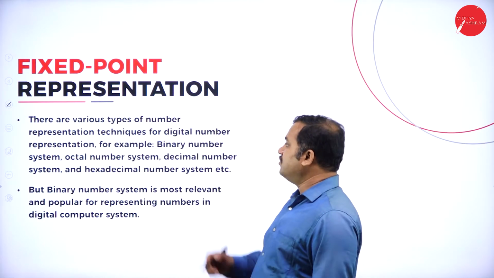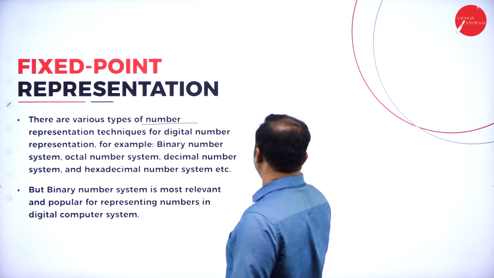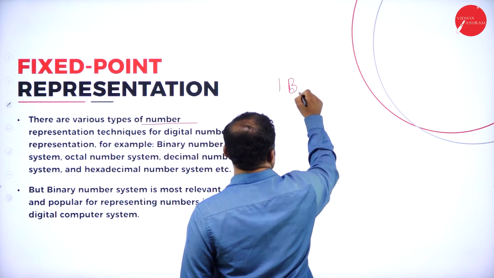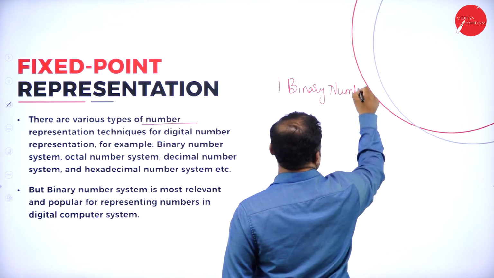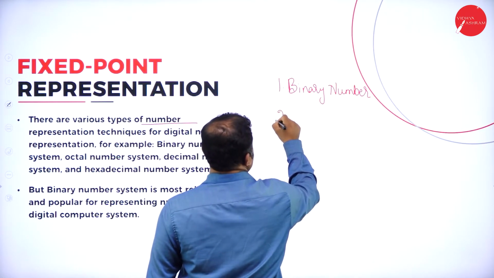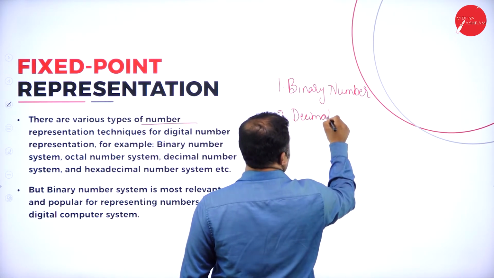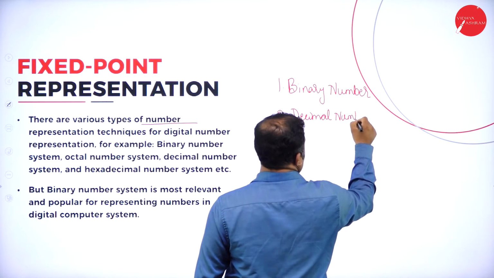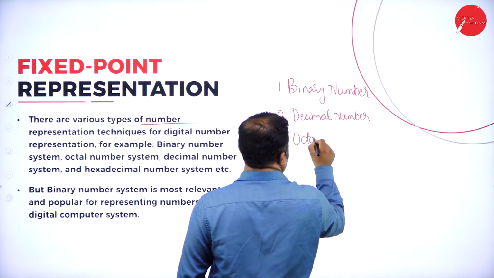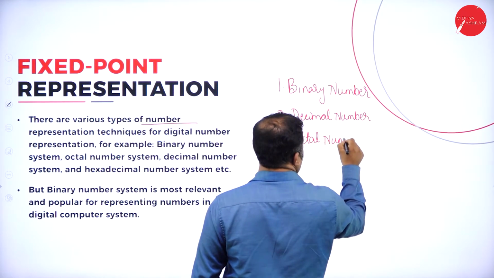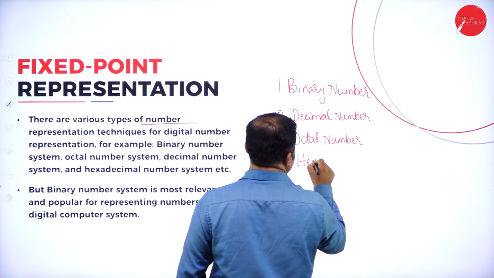If that is the case, we shall see there are various types of number representation systems. The first one is the binary number system. Second one is the decimal number system. Third one is the octal number system. Fourth one is the hexadecimal number system.